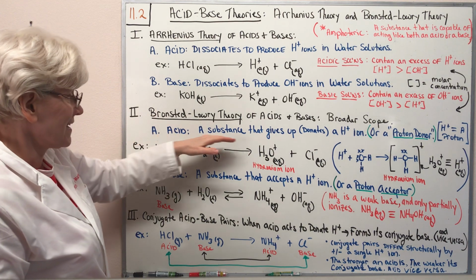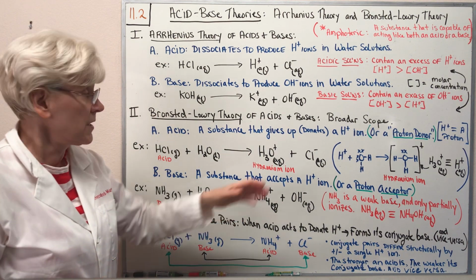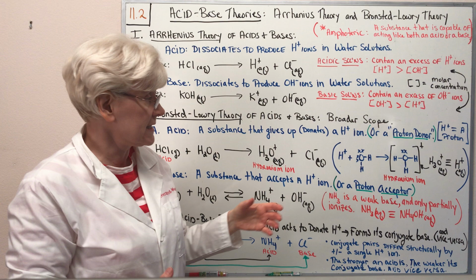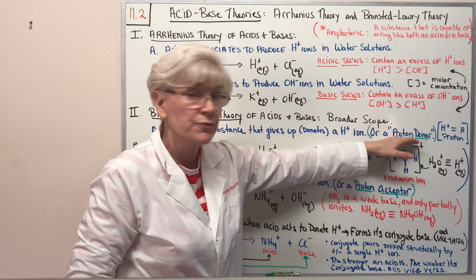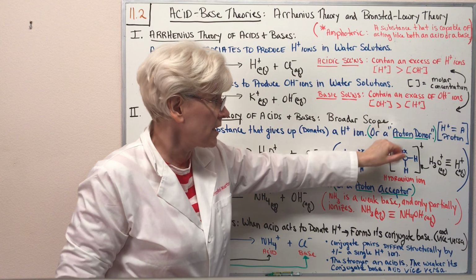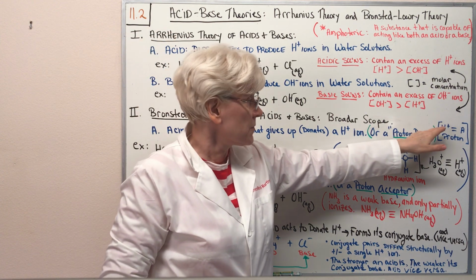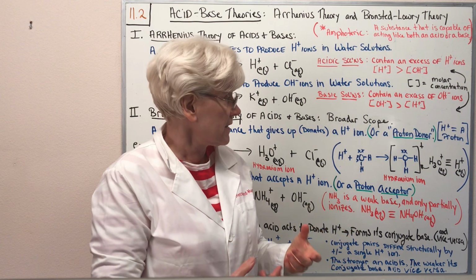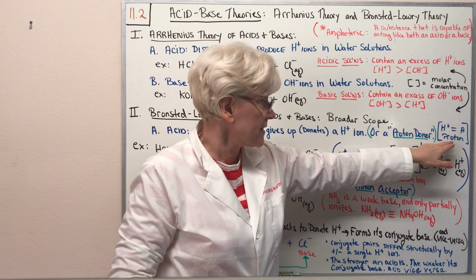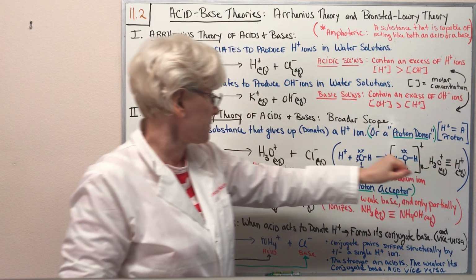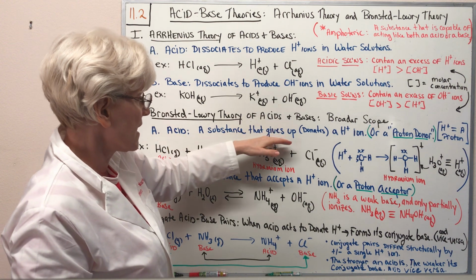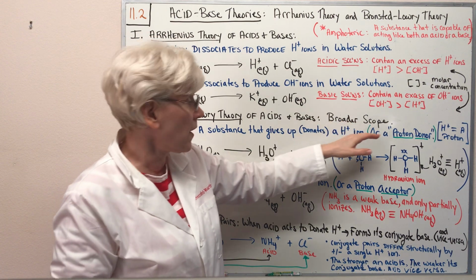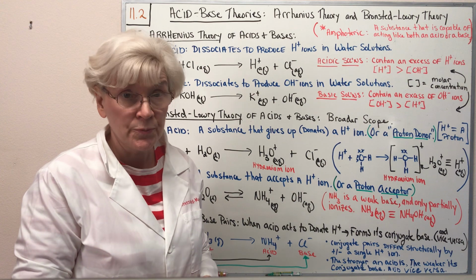A Bronsted acid would be a substance that gives up or donates a hydrogen ion. This is sometimes more succinctly stated that a Bronsted acid is a proton donor. Why proton? Because structurally, the majority of hydrogen ions just consist of a single proton. They've lost their single electron and they consist of only one proton. So a Bronsted acid is a substance that gives up or donates a hydrogen ion, or you could say it gives up or donates a proton.